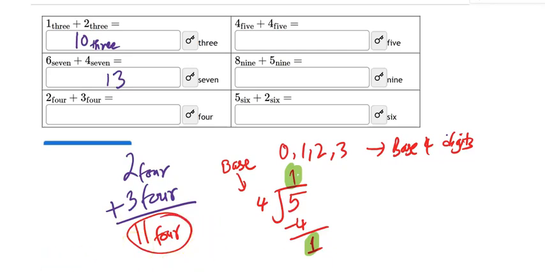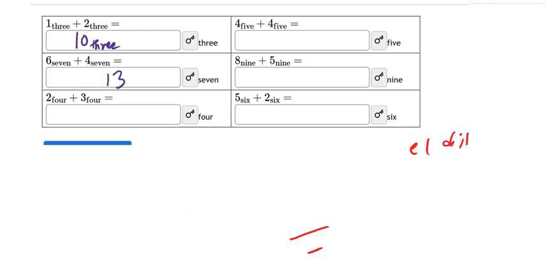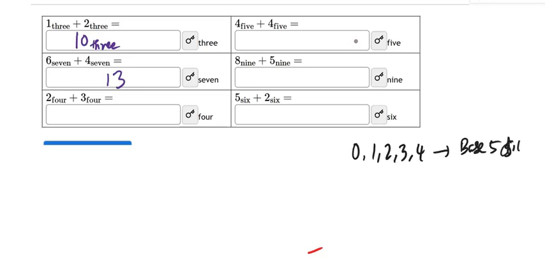Okay, next question. In the adding base 5, here's the question. 4 base 5 plus 4 base 5. Notice that in base 5 we use up to 4, so these are 0 1 2 3 4, the base 5 digits, right? So when you add 4 base 5 to 4 base 5, you get 8, right? But notice that 8 is not a base 5 digit because you only use up to 4.